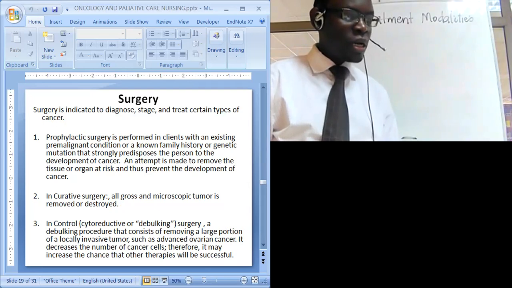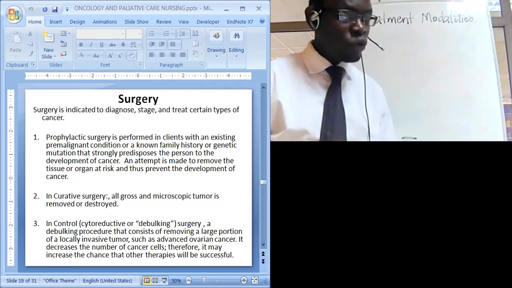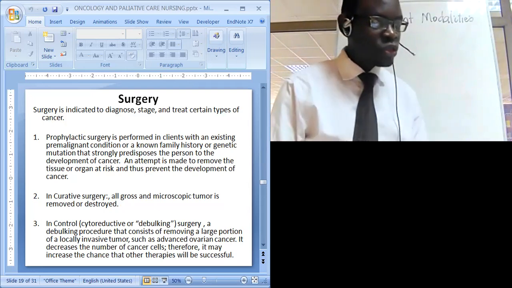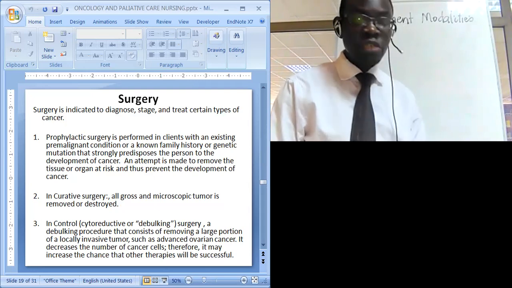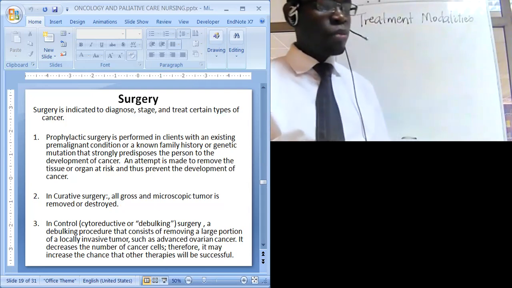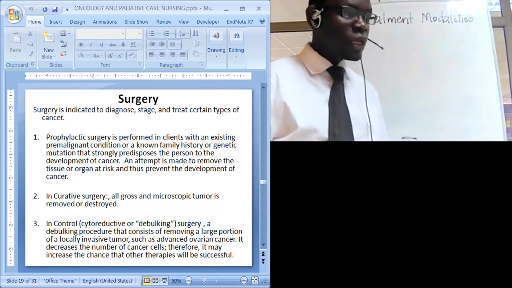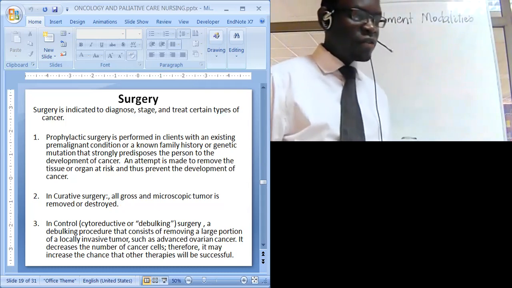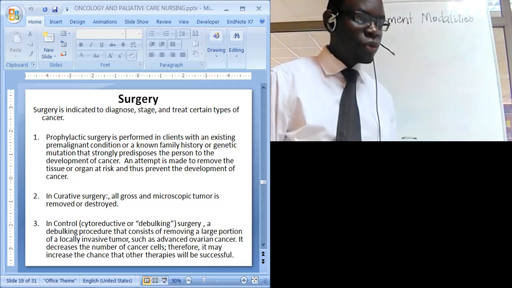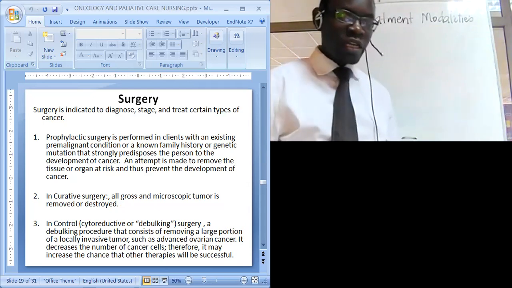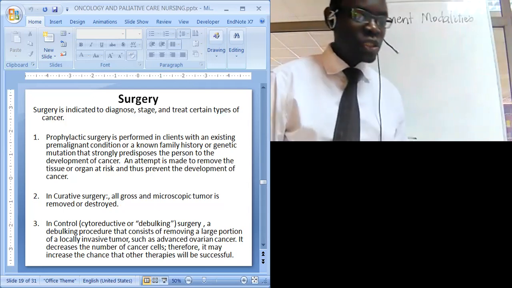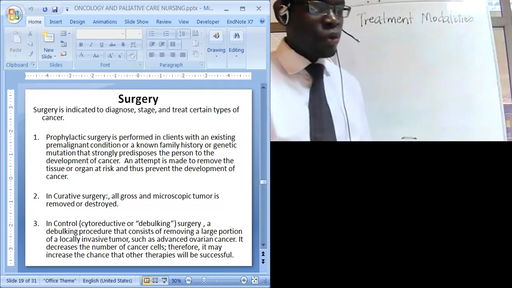So someone has a condition or known family history or genetic mutation that strongly predisposes the person to the development of cancer. So this is what I have been saying. Then it can also be curative, whereby you remove the diseased tissue and then someone gets well. That is what we call curative.